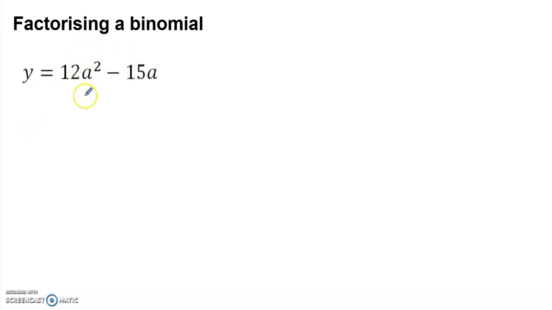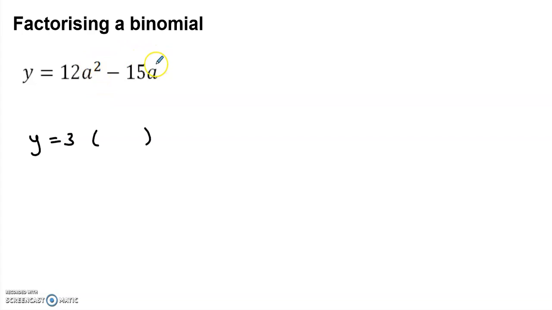When you have a binomial, you always have one set of brackets. So this means I can start my formula by writing down y is equal to, and then one set of brackets. And then you're going to take a good look at both terms. What can they be divided by? Take a look at the numbers, and those two numbers, 12 and -15, can both be divided by 3.